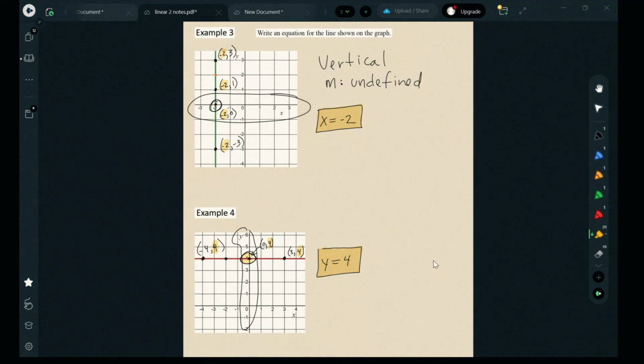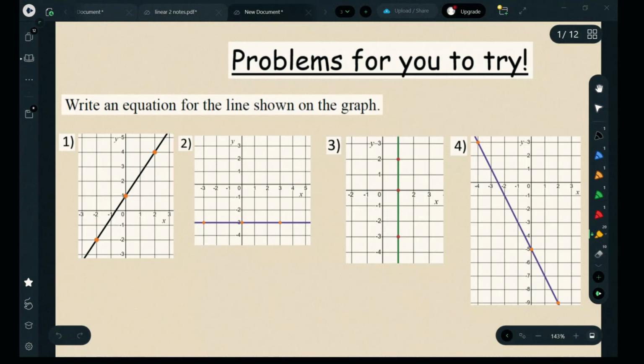So that covers the 4 examples that I have for you. The last thing that I have for you here is some problems for you to try. So take a look at these here. Why don't you pause the video and take a look at each one of these. See if you are able to write an equation for the line that's shown on the graph. And then when you're ready to check your work versus mine, you can unpause the video.